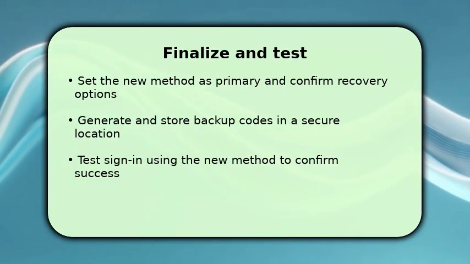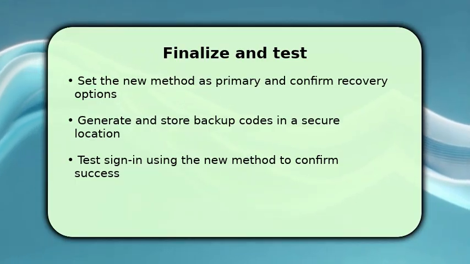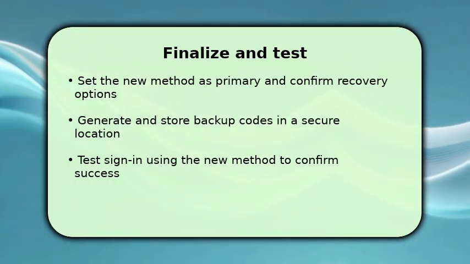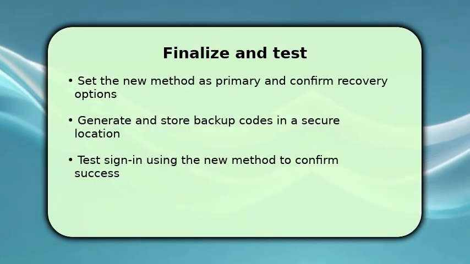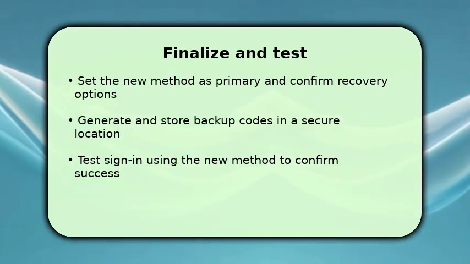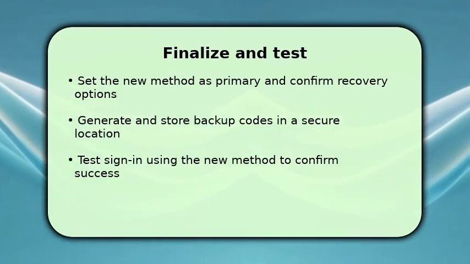Once set, sign out and sign back into Outlook or Microsoft services to test that prompts arrive correctly and that you can authenticate. If the verification fails, retry adding the method and check time sync on your Authenticator app. Incorrect device time is the most common cause of code mismatches.